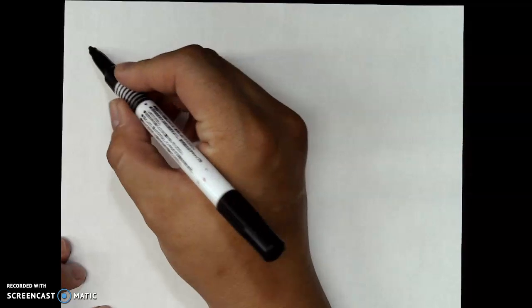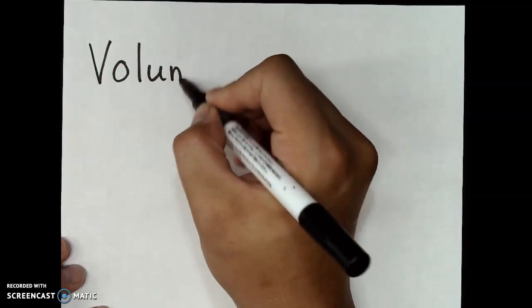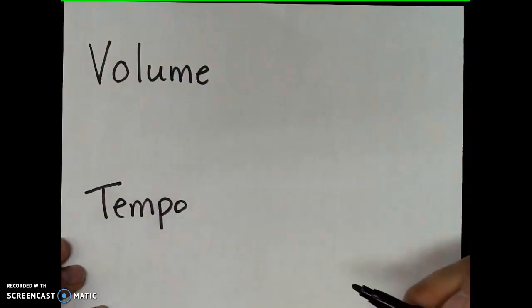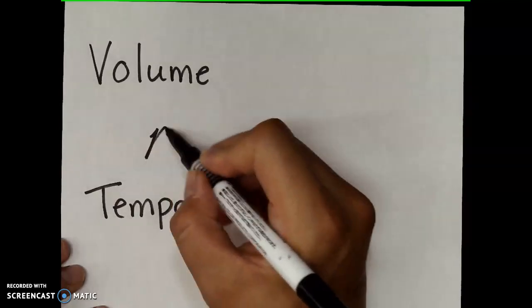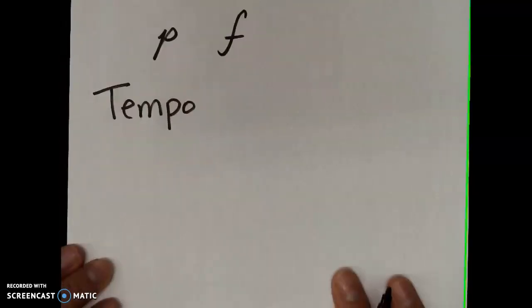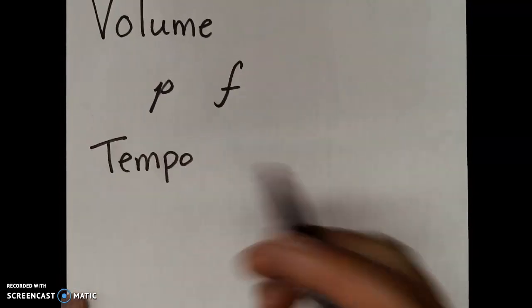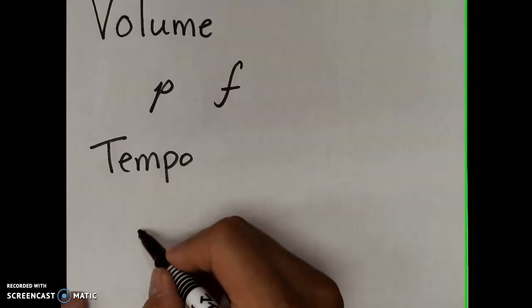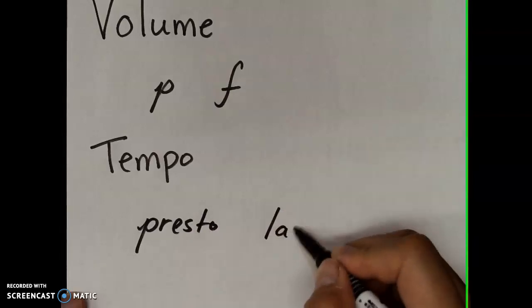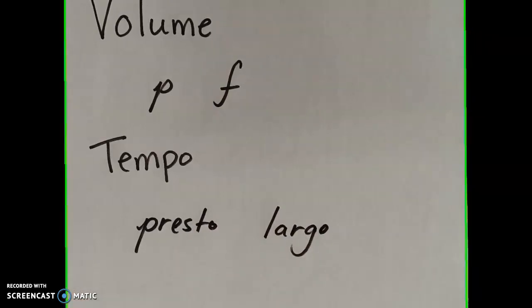Hi everyone. In the first semester we learned that there are some things you need to be careful about when you're singing or playing music. One of the things was volume and the other thing was tempo. Volume is how loud or quiet, so we used signs like piano and forte, crescendo, decrescendo. Tempo is how fast you play, so we learned Presto and Largo. It tells you how fast you should play the music.